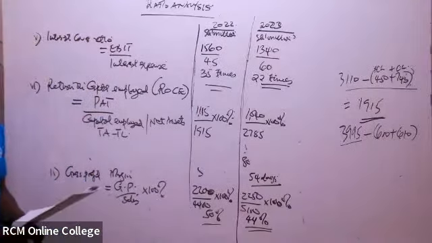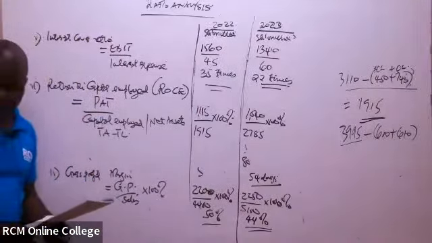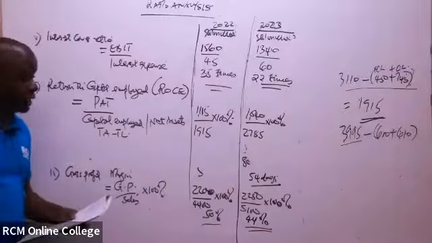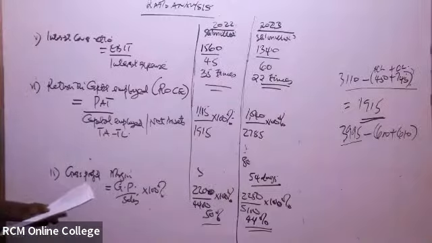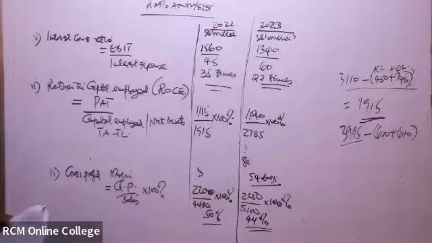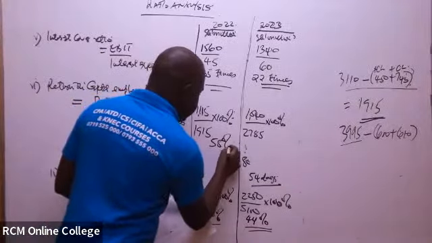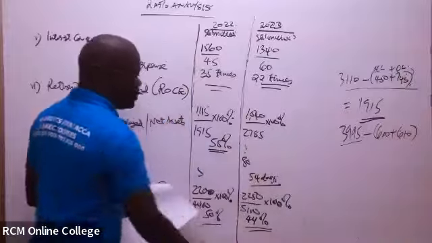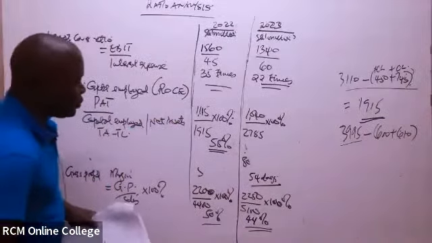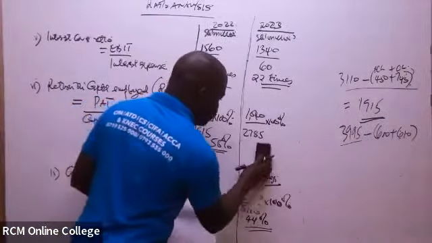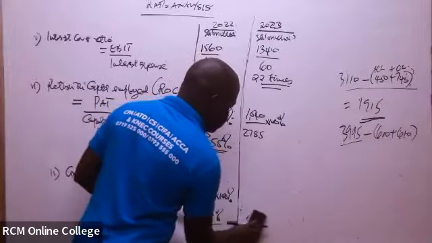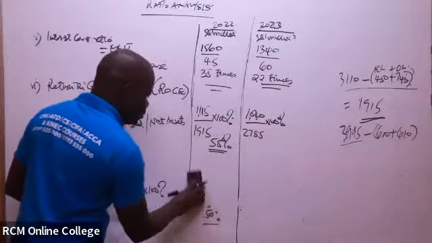So for 2022, what do you get? 1115 over 1915 multiplied by 100%. You get 58%. So the return on capital employed is 58% for this one. What about 2023?